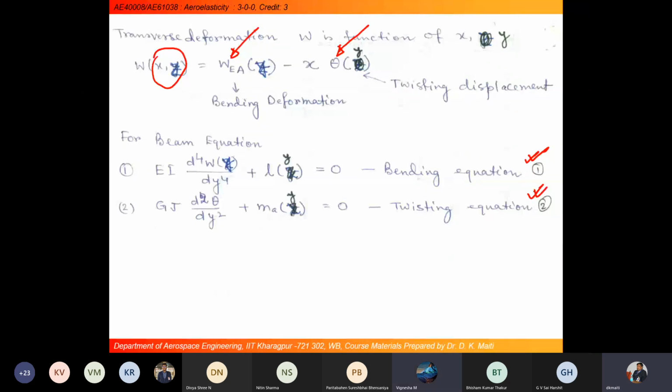Sir, why is it that we have the deformation due to bending and the deformation due to twisting? Is it like it tries to reduce the deformation due to bending?